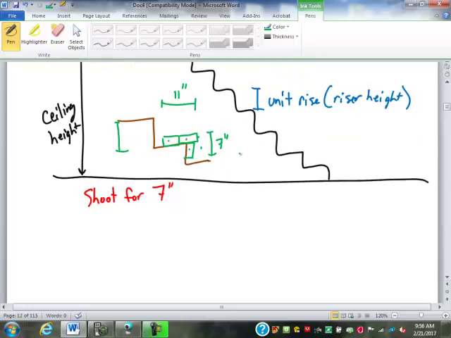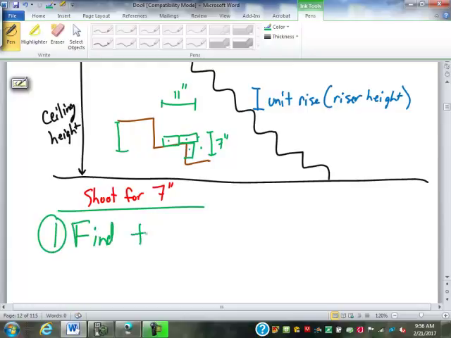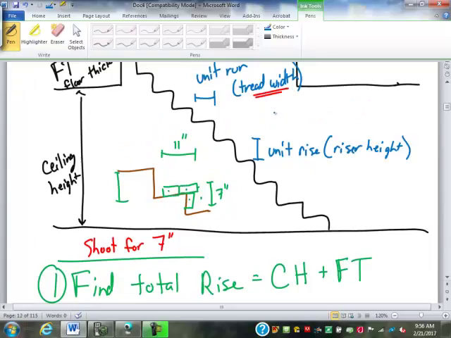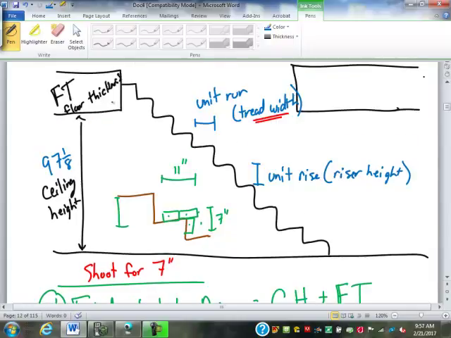Well, the first thing we have to do, number 1, is to find the total rise. That is generally your ceiling height plus your floor thickness. So let's say that my ceiling height is 97 1/8 inches. That is a standard ceiling height, 8 foot 1 1/8. Does anybody know why we use 8 foot 1 1/8?